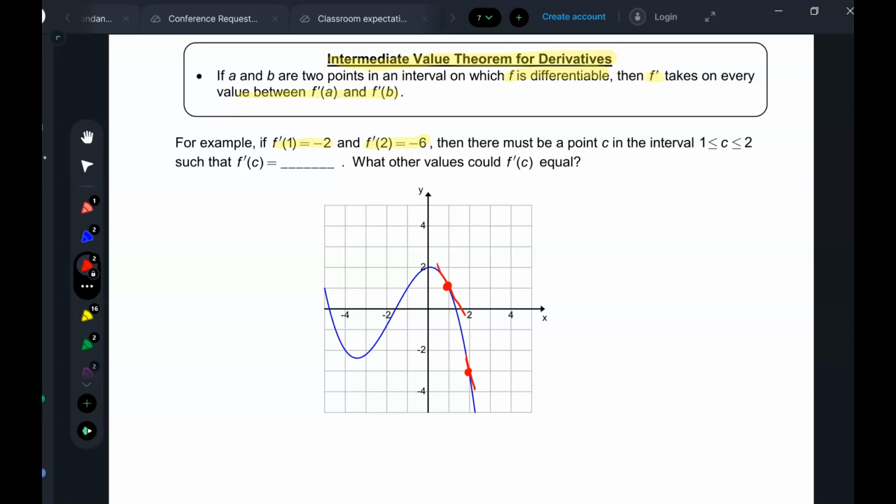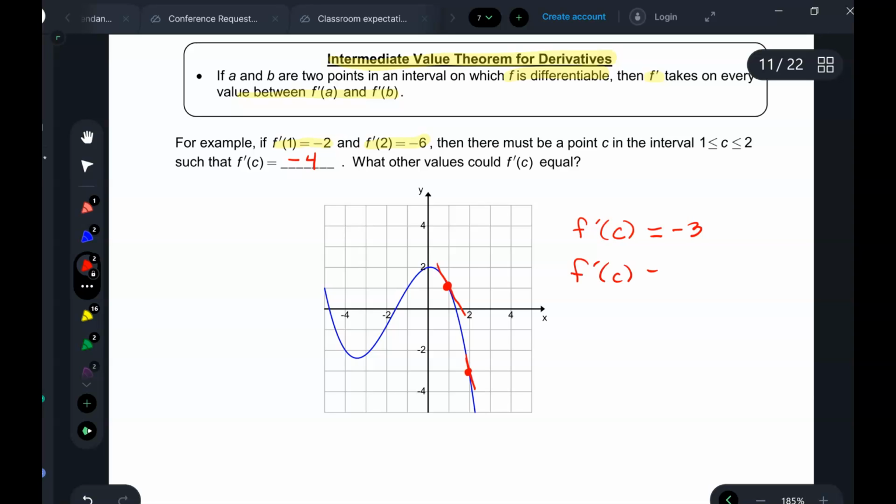Could it go beyond those? It could, but I can't guarantee it, right? So if I picture, here's my line, right? There must be a point C such that f prime of C could be equal to what? Just a random -4. Okay. What other values could f prime of C equal? Now you see, this is referring to slopes. -3. It could be -5. -5.9. So that's how the intermediate value theorem for derivatives works.